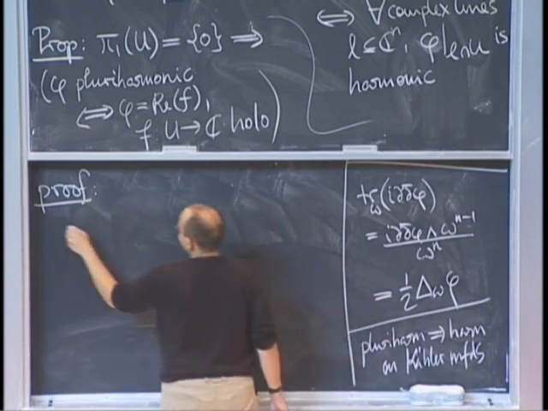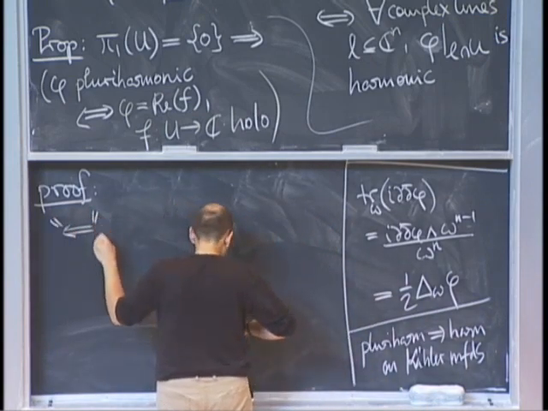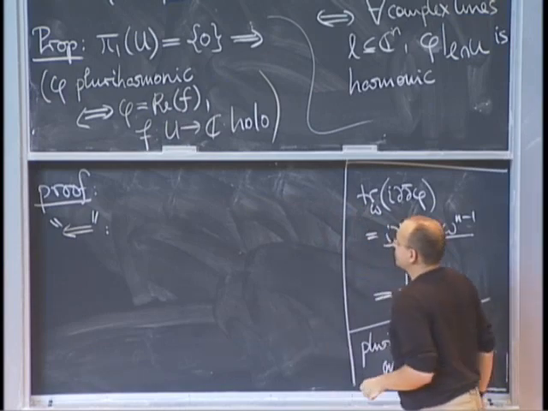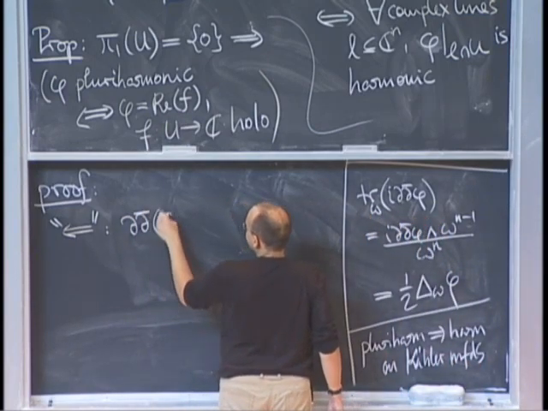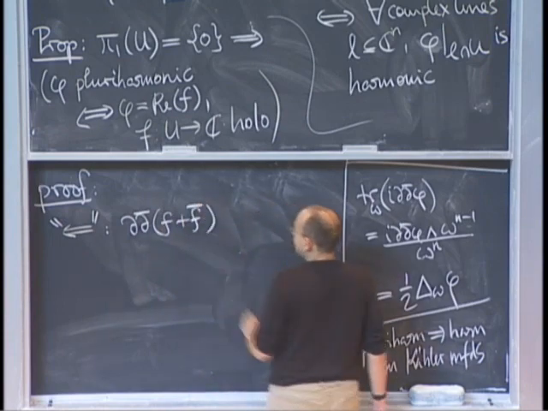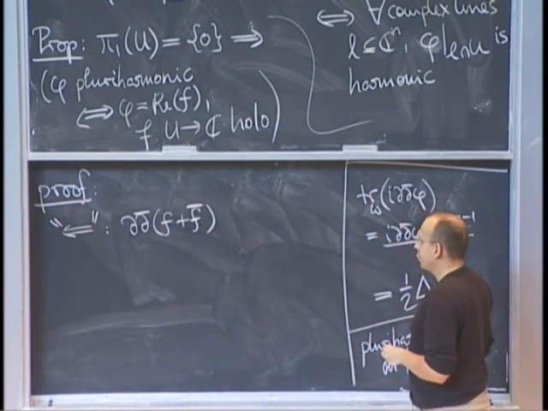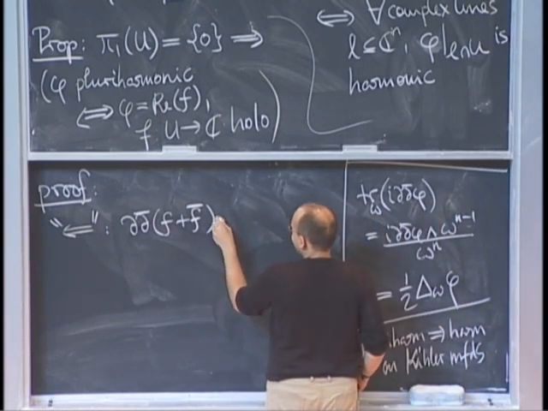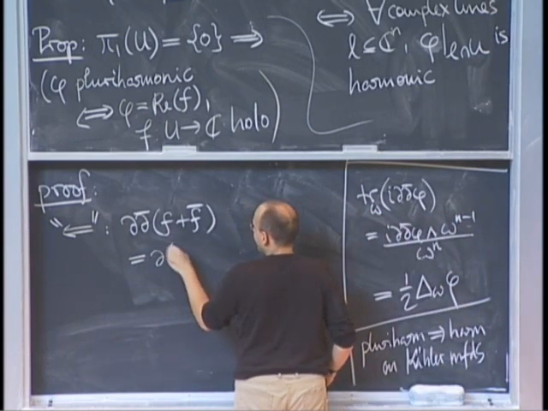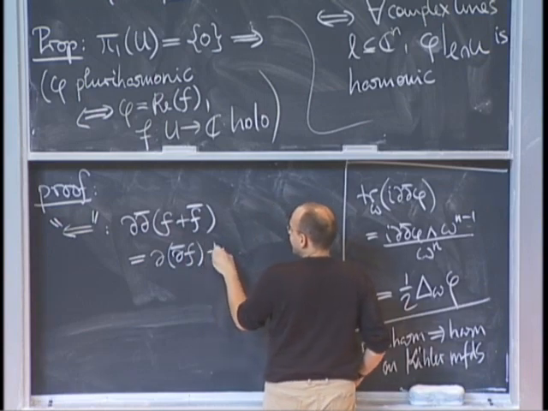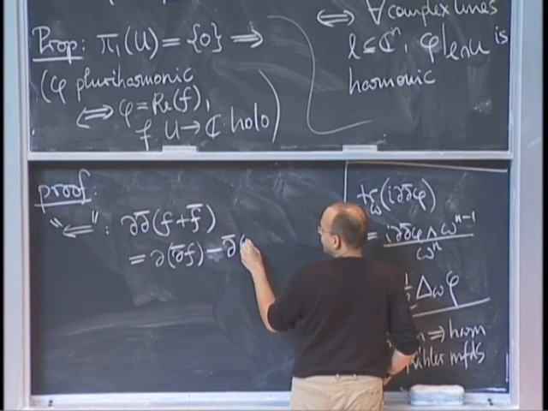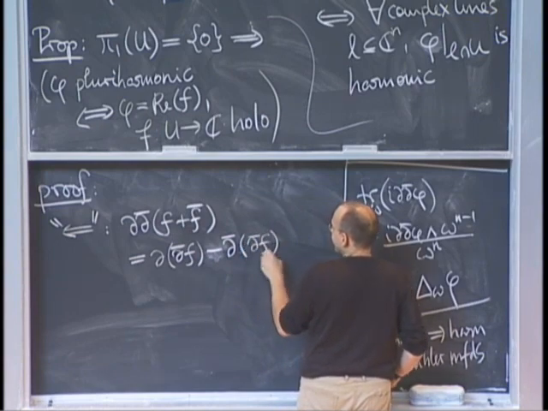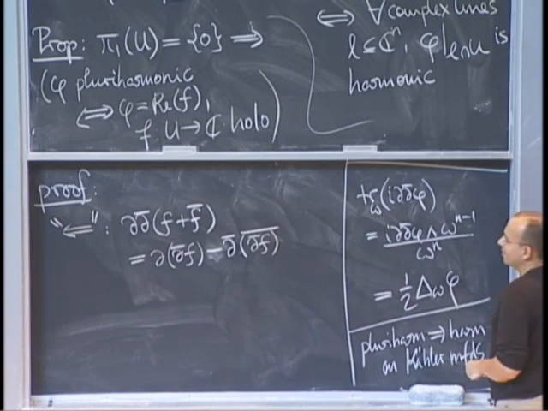One direction is very easy. That's just the statement that the real part of a holomorphic function is basically f plus f bar. And so this is del of del bar f minus del bar of del bar f bar. And del bar f is 0.